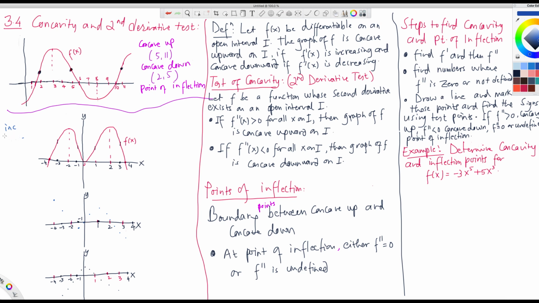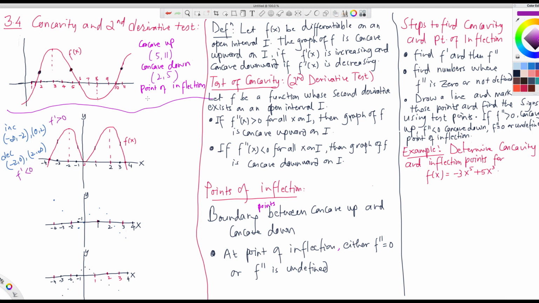So I want to write -infinity to -2 as an increasing interval. Another increasing interval is 0 to 2. How about the decreasing intervals? I can write -2 to 0, and the other decreasing piece is 2 to infinity, because 2 and to the right it is decreasing. In the increasing intervals, f prime is positive. In the decreasing intervals, f prime is negative.